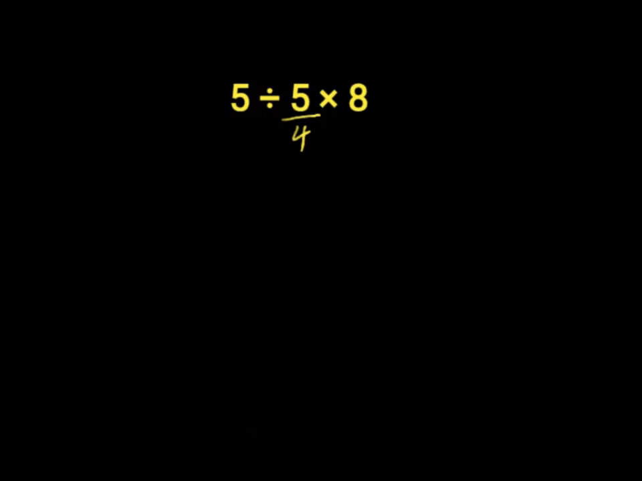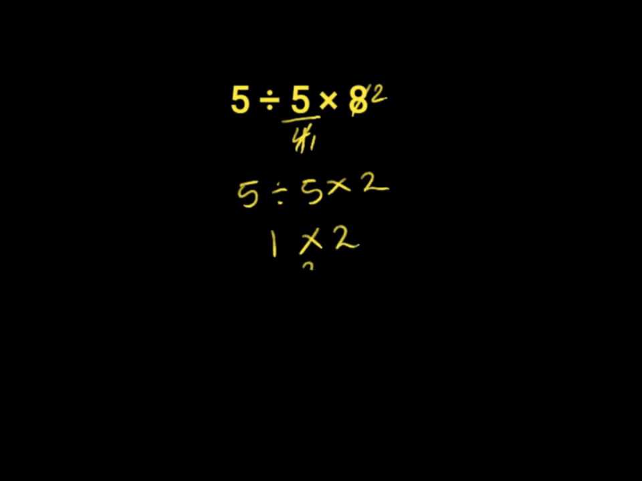5 divided by 5 over 4 times 8. 4 into here 1, 4 into here 2. Then we have 5 divided by 5 times 2. 5 divided by 5 will give us 1. Then 1 times 2 will give us 2.